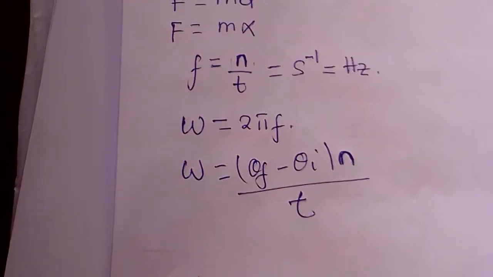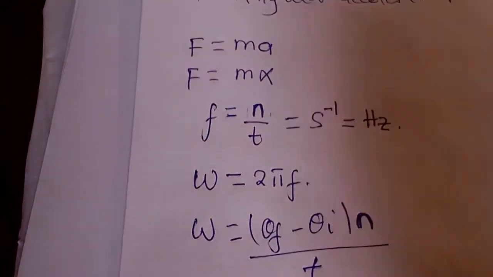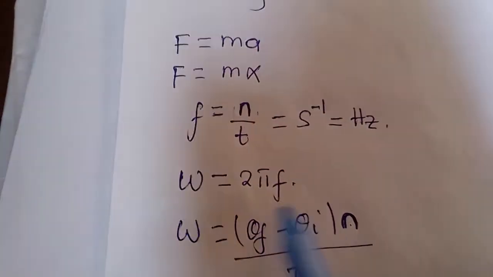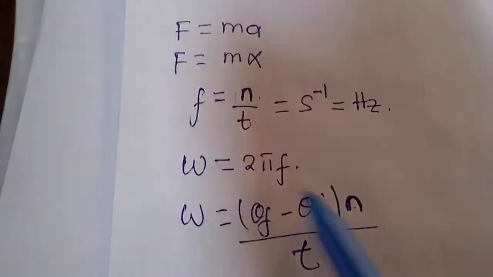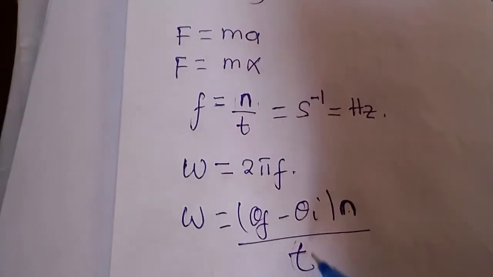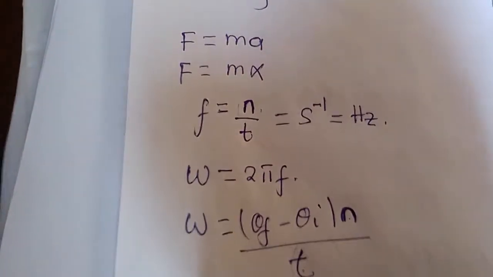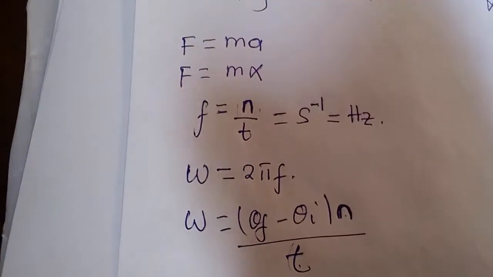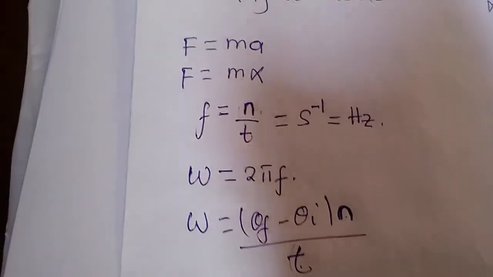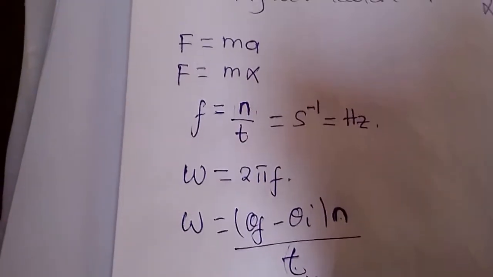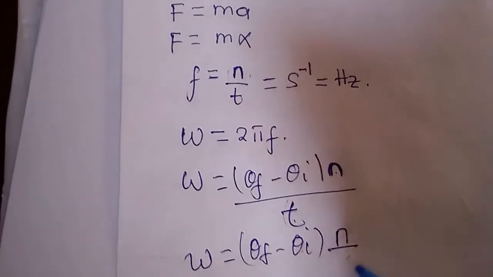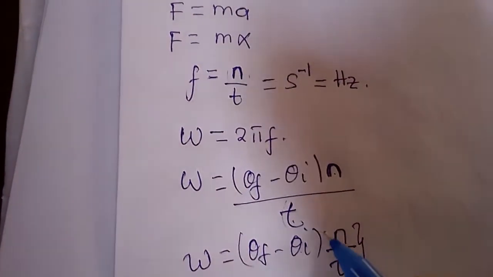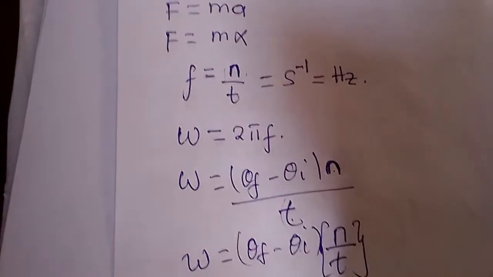divided by t. Okay, so the n, meaning how many rotations have we made, in terms of angles or revolutions? If we've made one, then it's simply going to be 1 multiplied by the angle here. If it's 2, we are going to have 2 and the like, but then it is divided by time. So meaning that we can say omega is equal to theta final minus theta initial multiplied by n over t, where n over t is the frequency.